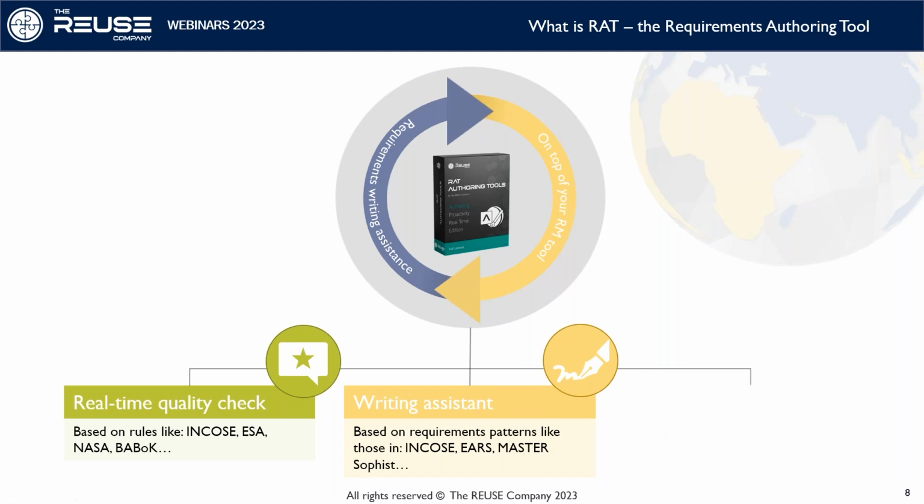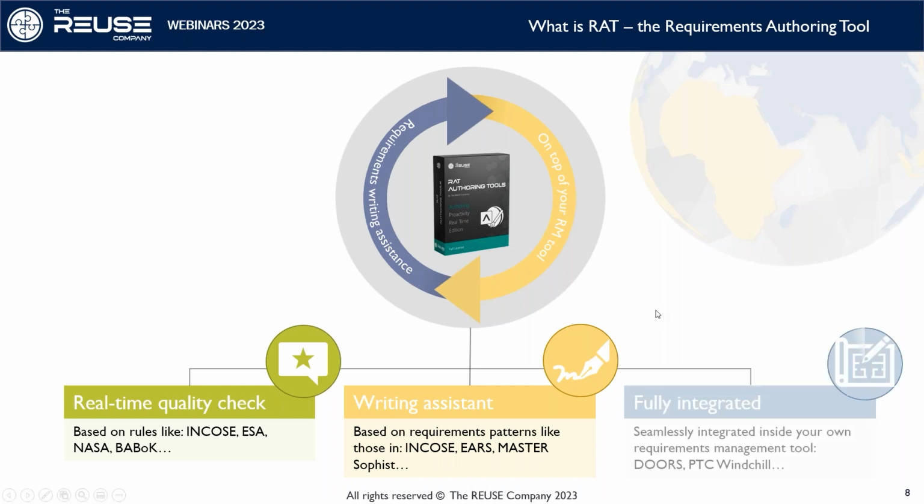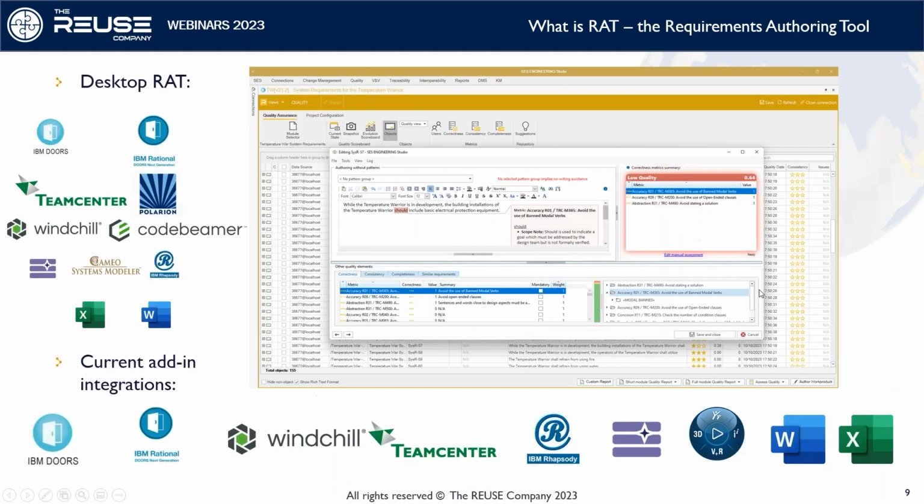Second is the assistance in the writing based on requirements patterns. You might know that the recent version of the INCOSE guide for writing requirements already includes a catalog of patterns, but there are also other catalogs like EARS, Easy Approach to Requirements Syntax, or the master set of patterns given by the company Sophist. And as I said, all this is fully integrated on top of your requirements management tool. So there's no need to change your tool. You can apply all this on top of your tool.